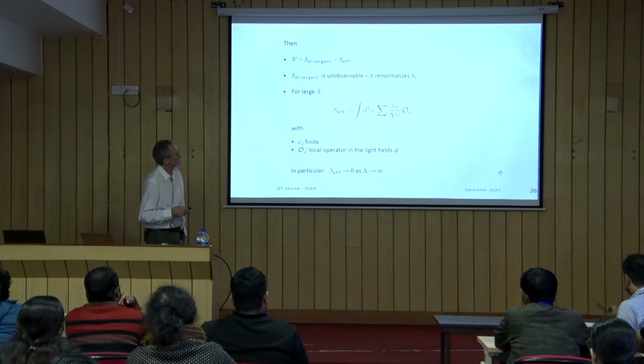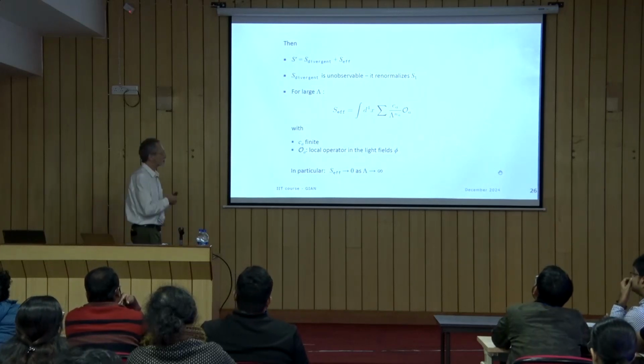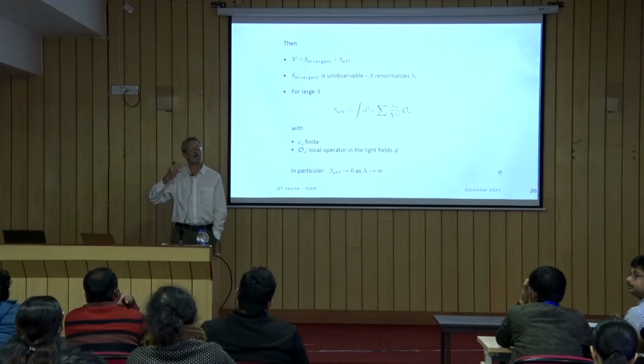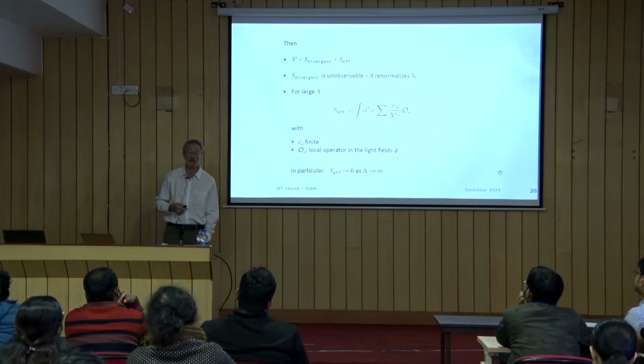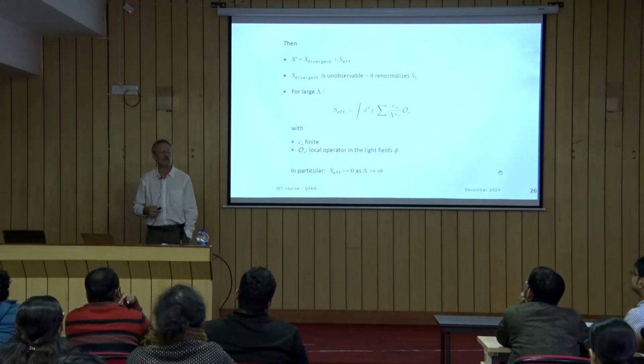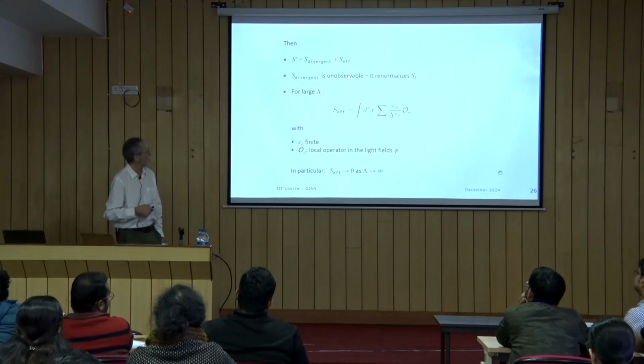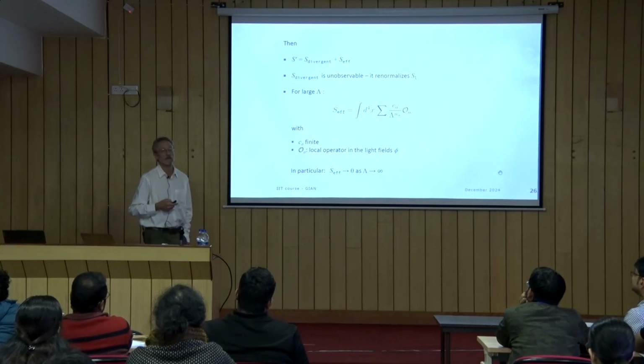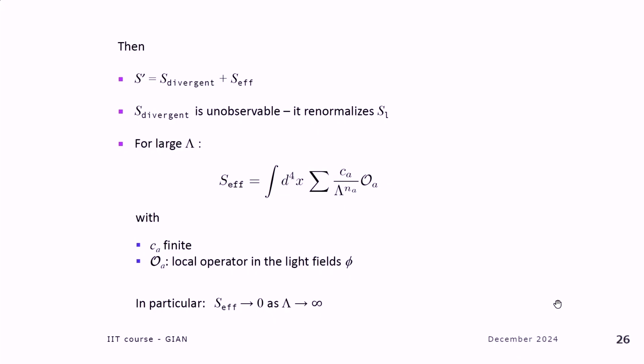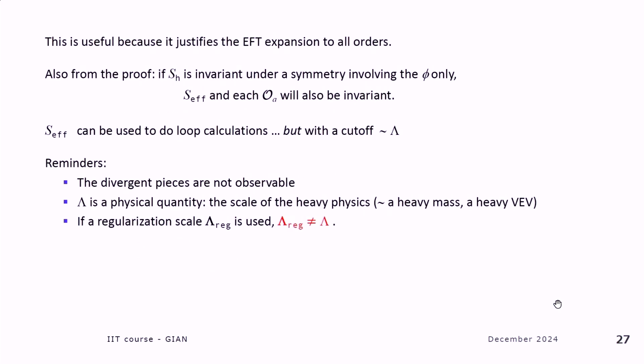So basically what it says is, under these conditions, if you assume hypothetically that all the heavy physics is infinitely heavy, then you see absolutely nothing but the light theory. It just guarantees that case. If any of the assumptions that I mentioned is violated, then the result is not true. So that's an important thing. Again, this is useful because it justifies the expansion to all orders.